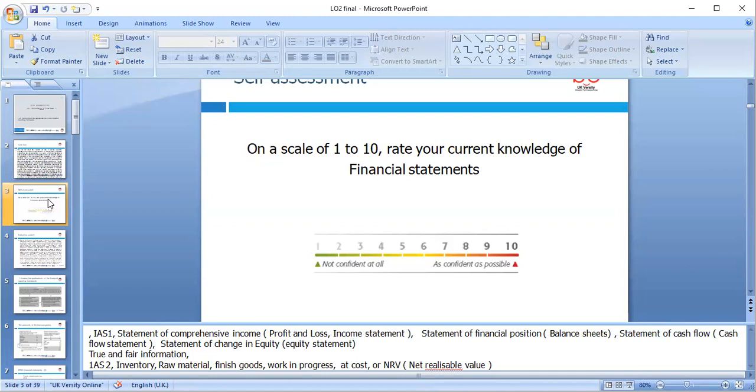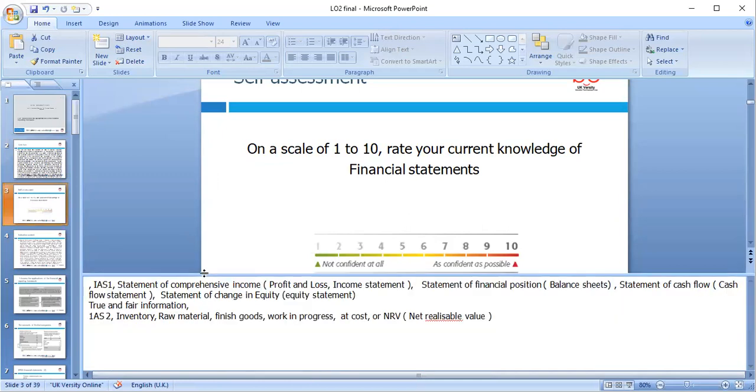On a scale of 1 to 10, we prepare 4 types of financial statements according to IAS 1. The statement of comprehensive income, which is also known as profit and loss. The statement of financial position, which is also known as the balance sheet. The statement of cash flow, which shows inflows and outflows of cash. And the statement of changes in equity, which shows how much dividend we paid, how many shares we issued, and how much retained earnings we have during the year.